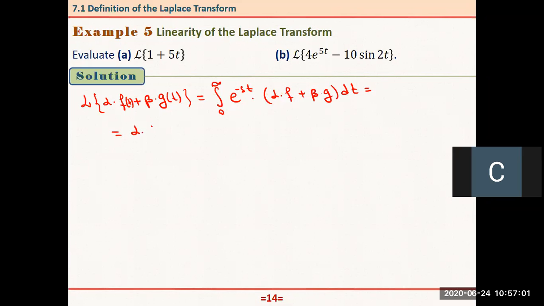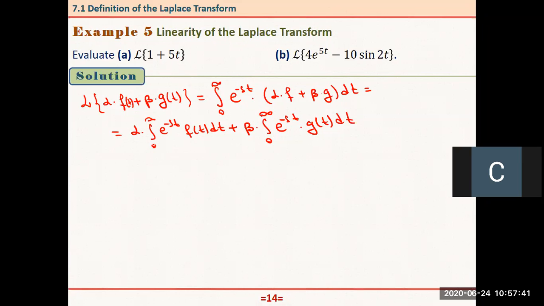So I can write it as alpha times the integral from 0 to positive infinity of e to the power minus st times f, plus beta, which is a constant so I can take it out, times the integral from 0 to positive infinity of e to the power minus st, the common factor, times g of t dt. And that is just equal to alpha times F of s, and this one is beta times G of s. So that's why it is linear.